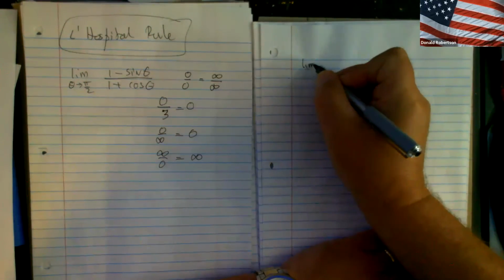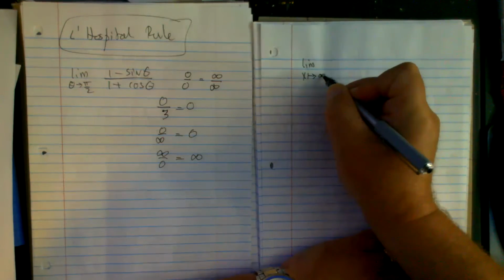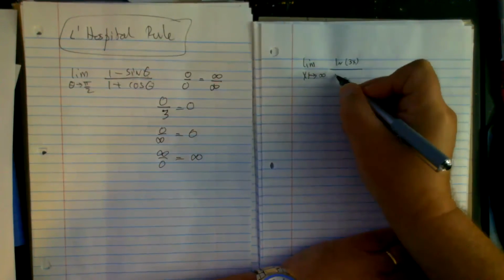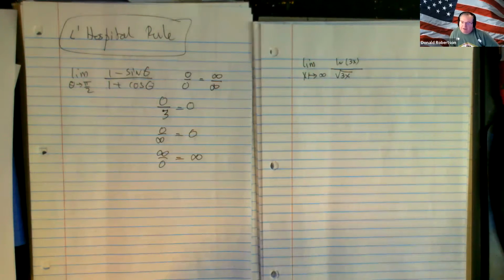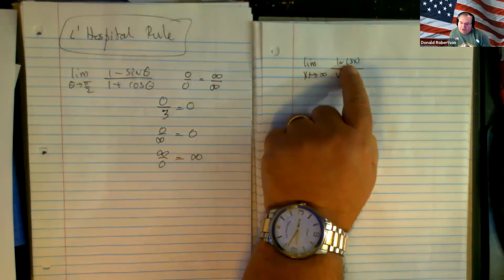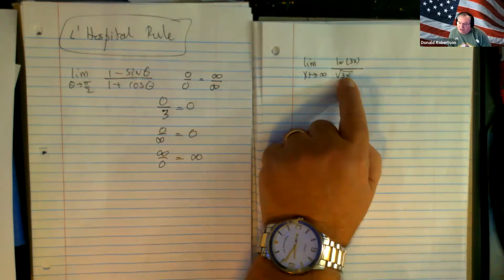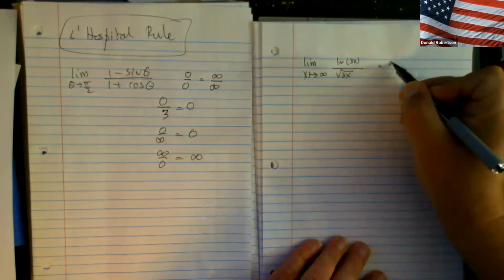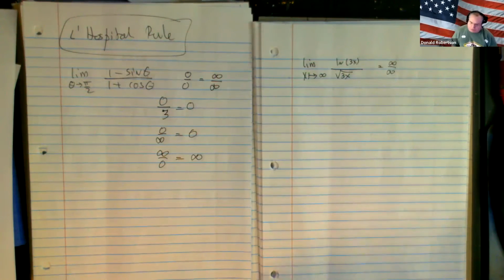I saved a second one. What's that one? The limit of x as it approaches infinity of the natural log of 3x over the square root of 3x. That's one ugly looking guy, isn't it? Now, if you plug infinity in, the log of infinity is infinity, and the square root of infinity is infinity. So that one is going to be indeterminate form, so L'Hopital can be used.